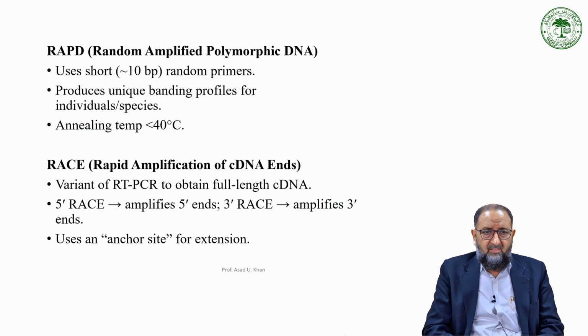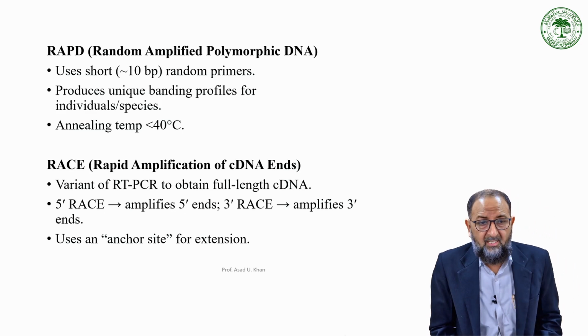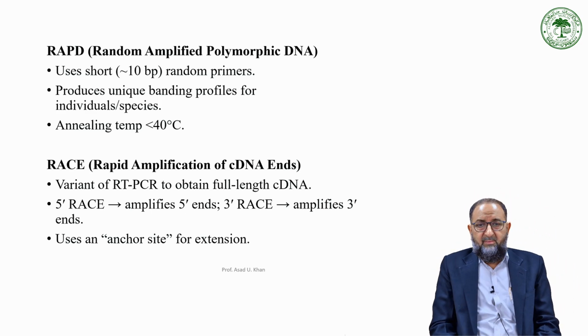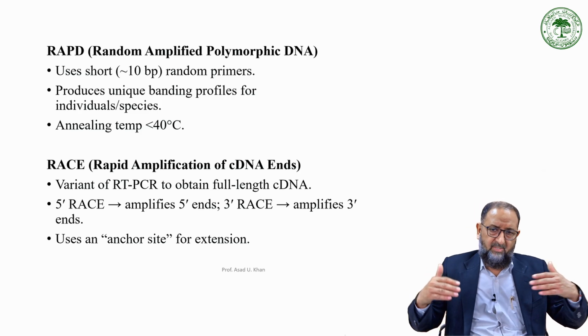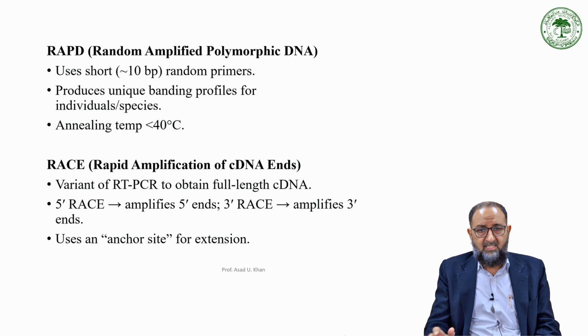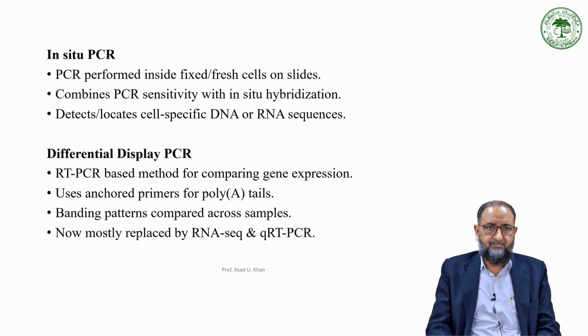Then we have another type, rapid amplification of cDNA ends, which we call RACE. These are all different names of the same type of PCR technique used to give different products. It is a variant of PCR to obtain the full length cDNA. 5' RACE amplifies 5' ends, and 3' RACE amplifies 3' ends. When the 5' and 3' ends get amplified, the anchor sites are used for extension, and you will get these final products amplified and can check them on the gel.